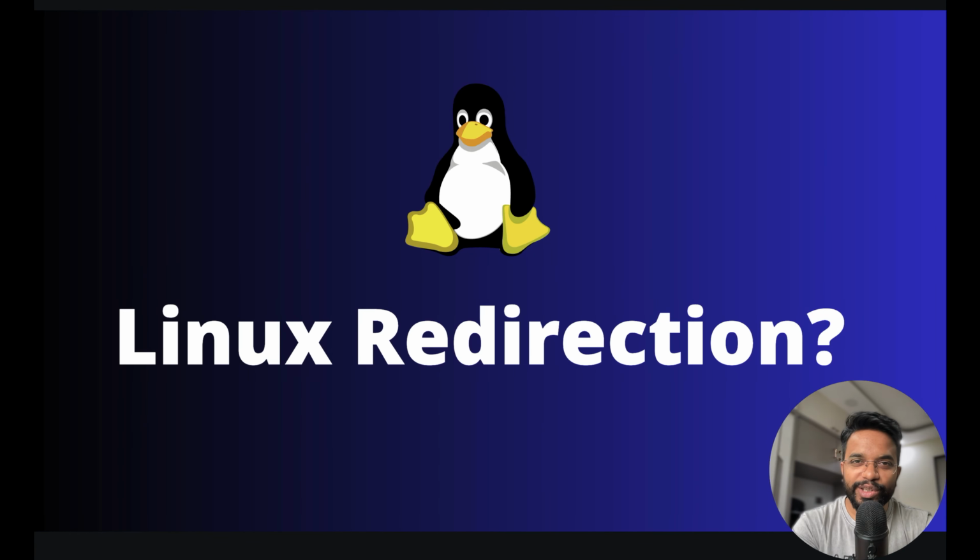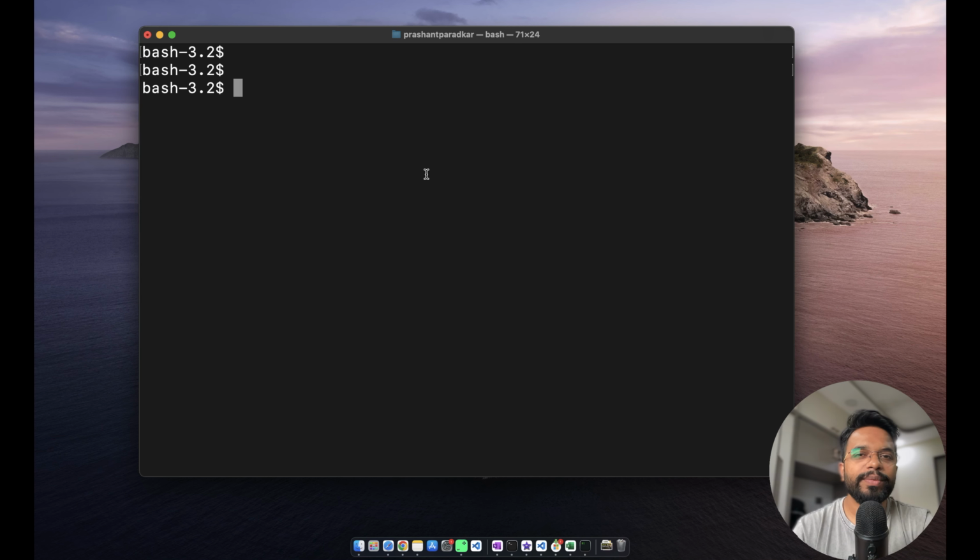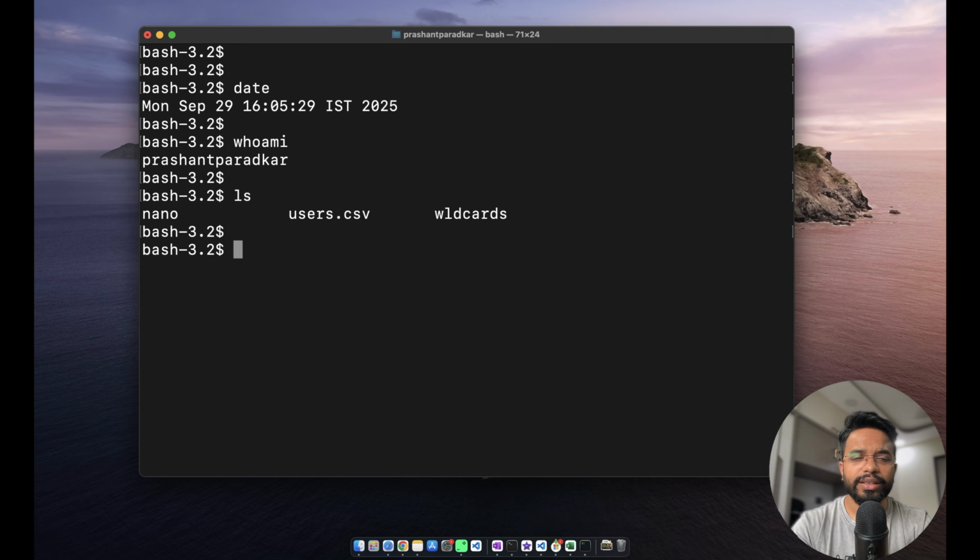Alright, so in this section we will talk about Linux redirection, which means changing the default input and output flow of a command. In a Linux terminal, whenever we execute a command, it produces an output on the terminal screen. For example, date command, whoami command, ls command, right? So what is the default behavior in this case? To produce an output or result of the command on the terminal screen. Okay, this is also called the standard output or stdout flow.